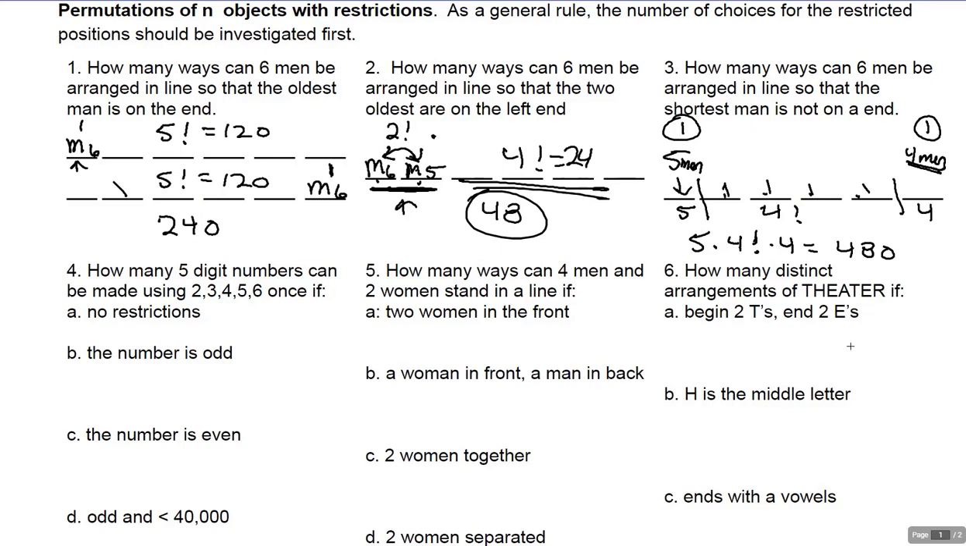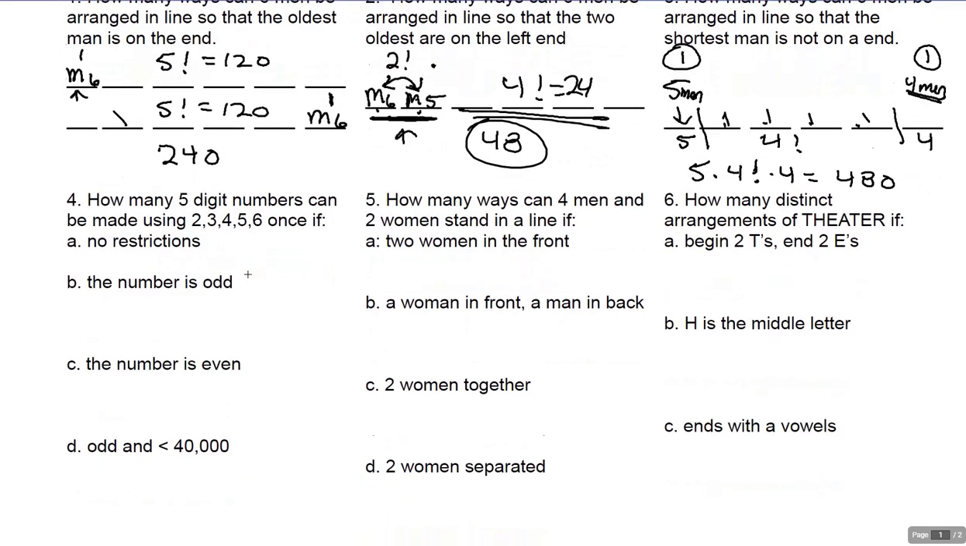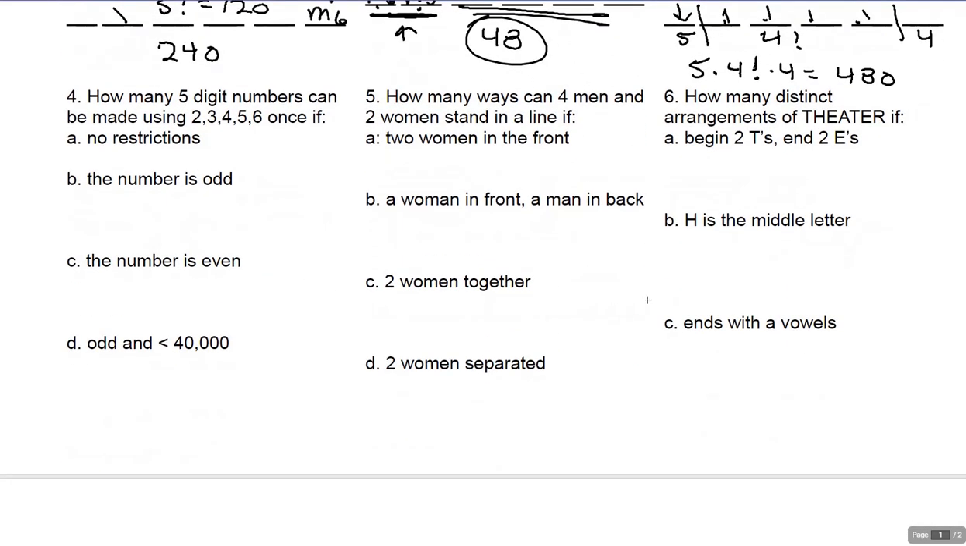So take a look at the 4th one. I'm making a 5-digit number. That means I've got 1, 2, 3, 4, 5 numbers, and I'm going to use each one once. If there were no restrictions, how many different numbers can I make if I use each one of these once? How many different ways can these 5 numbers be arranged? 120, because that's 5 factorial. Now, let's put some requirements on there.